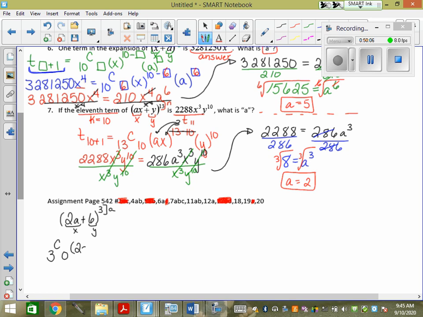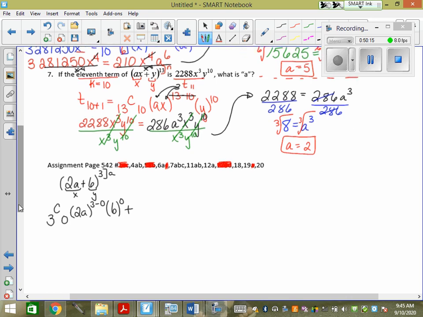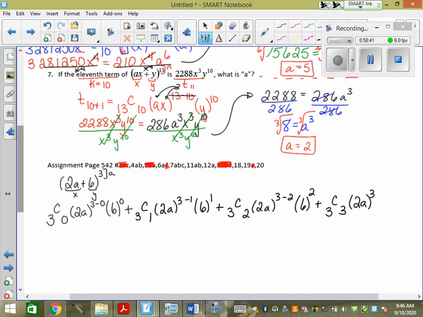So you're going to have to go nC0, 2a to the 3 minus 0, 6 to the 0, plus, then you need to get the next term. That's because this is just term 0, right? Or term 1, which is k equals 0. Then you have to do term 2, which is 3c1, 2a to the 3 minus 1, 6 to the 1. So that's term 2. Then term 3, 3c2, 2a to the 3 minus 2, 6 to the 2. And then term 4, 3c3. You're going to stop once you hit these, right? 2a to the 3 minus 3, 6 to the 3. And then you'd have to simplify them all, and you'd get your 4 terms.